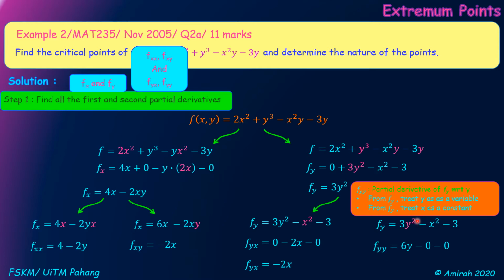When we differentiate 3y squared, y now is a variable, so we will get 6y using power rule. When we differentiate x squared, x now is a constant, so when we differentiate constant, it equals to 0. And when we differentiate 3, 3 is also constant. It equals to 0. Then we simplify, so we get fyy equals to 6y.